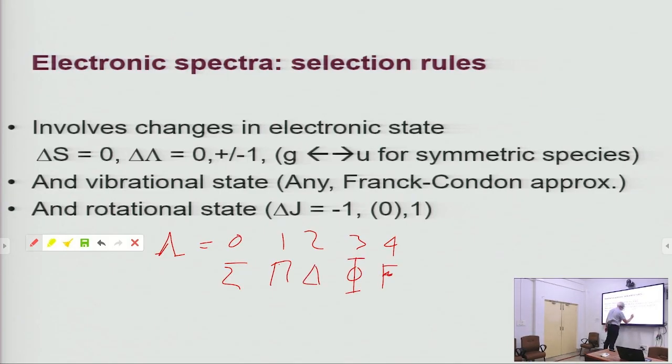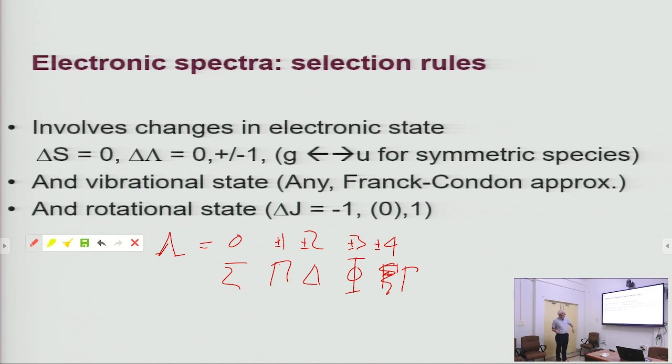Sorry. That's a gamma, not an F. So the letters I already gave you, sigma, pi, delta, phi, gamma, correspond to lambda equals 0, 1, 2, 3, 4. And as I said, these are doubly degenerate. You can actually think of them as corresponding to plus or minus 1, plus or minus 2, plus or minus 3, plus or minus 4. But in practice, you normally take the absolute value and don't worry about the plus minus.